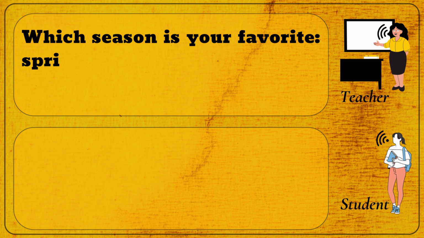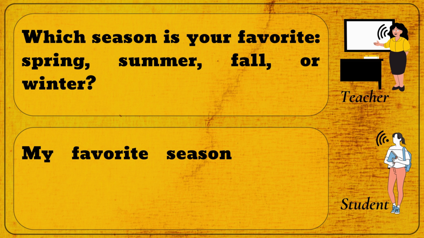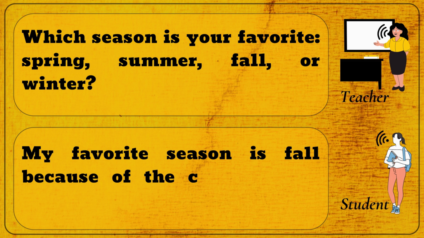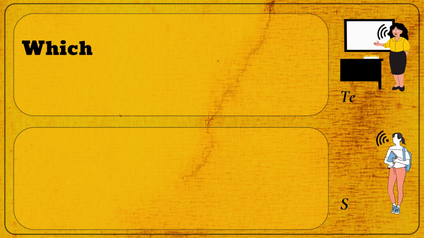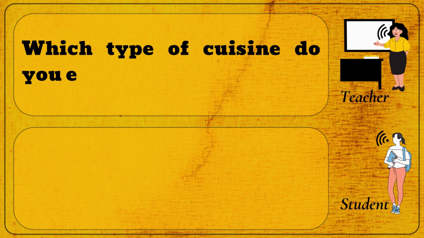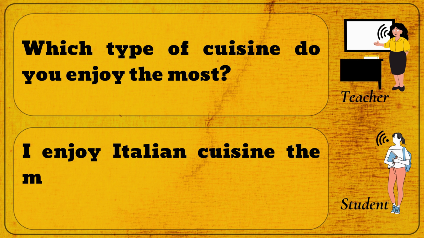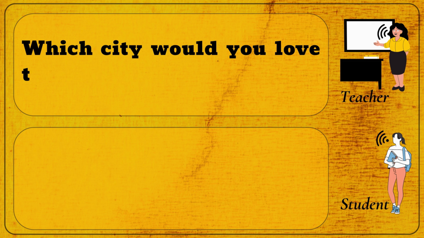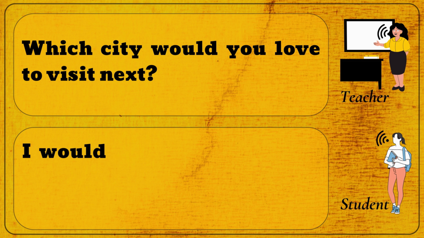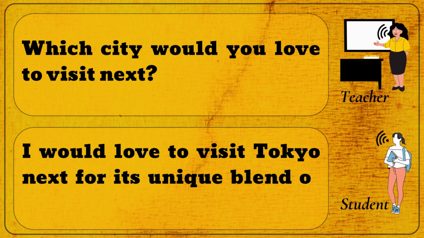Which season is your favorite, spring, summer, fall, or winter? My favorite season is fall because of the cool weather and vibrant foliage. Which type of cuisine do you enjoy the most? I enjoy Italian cuisine the most for its rich flavors and variety. Which city would you love to visit next? I would love to visit Tokyo next for its unique blend of tradition and modernity.